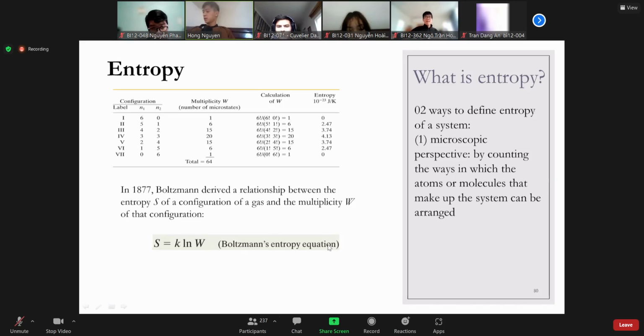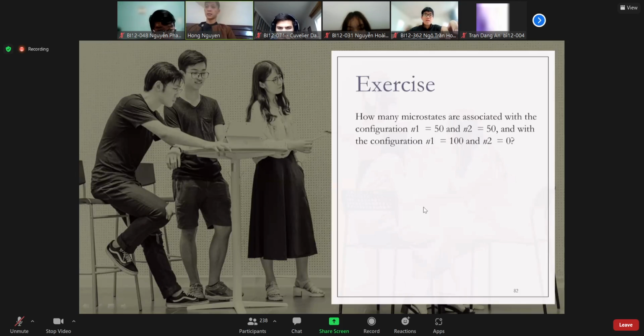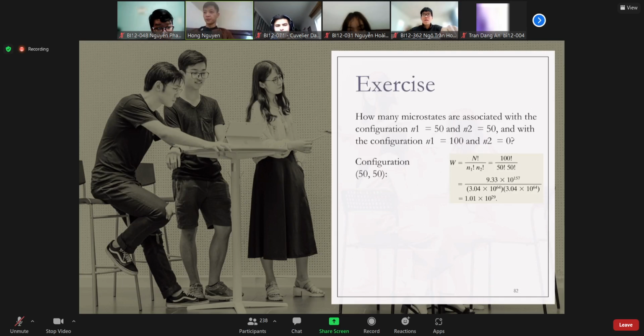So we know why an irreversible process should go in this way and not that way. It has a direction, so it should follow. And we will go to the second way. This is an exercise I will just show you. I will not ask you to do it because the number is very big. So we will see it together before we go to the second part.